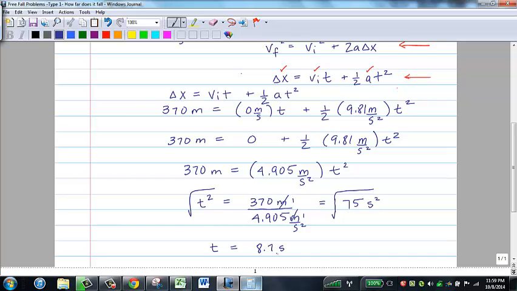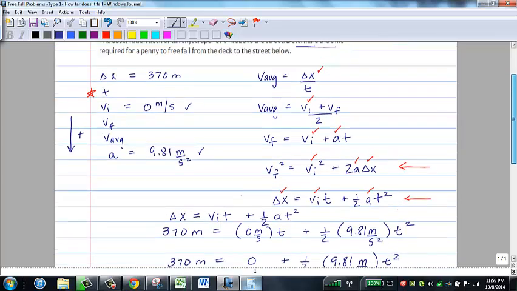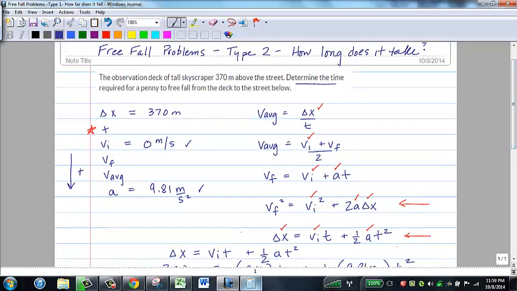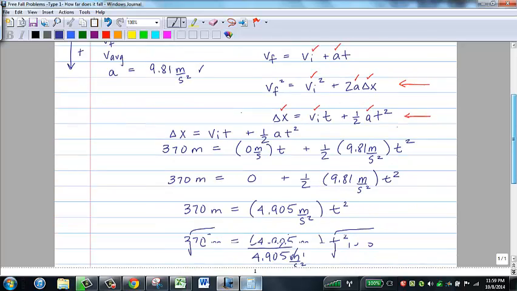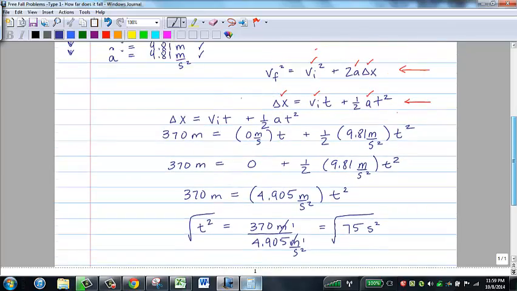8.7 seconds. All right, so how long does it take a penny to fall 370 meters, assuming that it's accelerating that entire time, that it's not being acted on by air resistance, pushing it up or slowing it down? It would take 8.7 seconds.